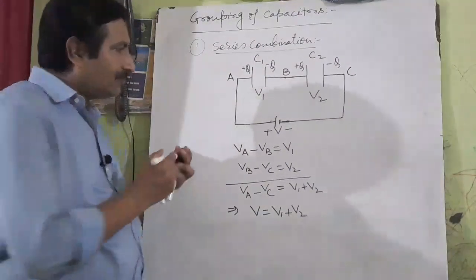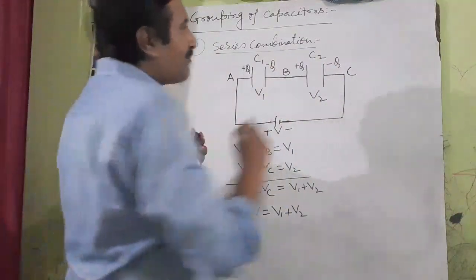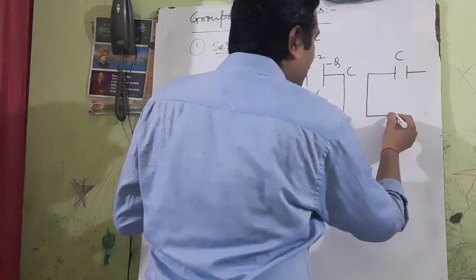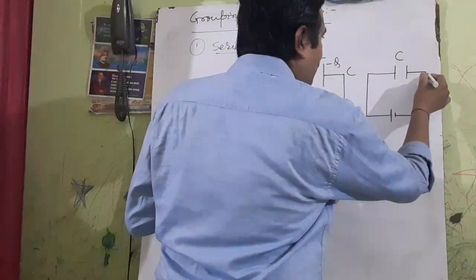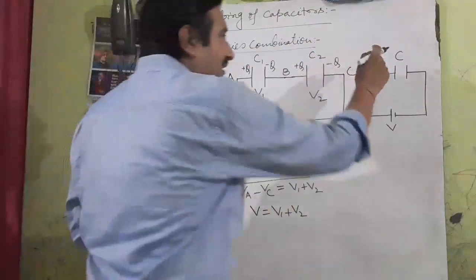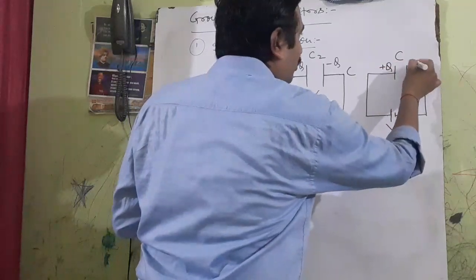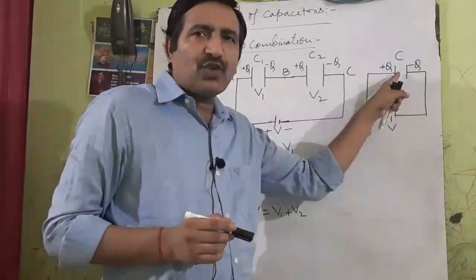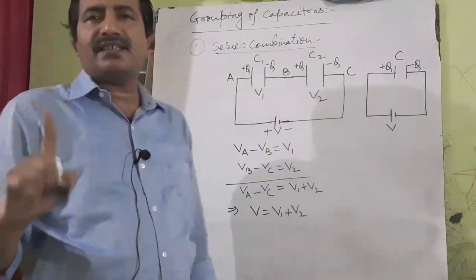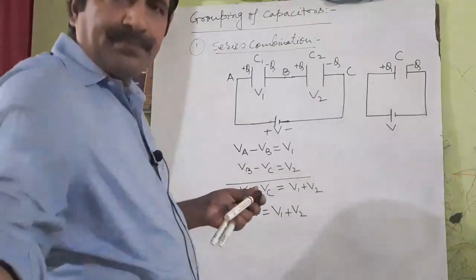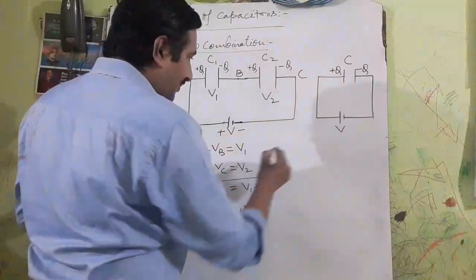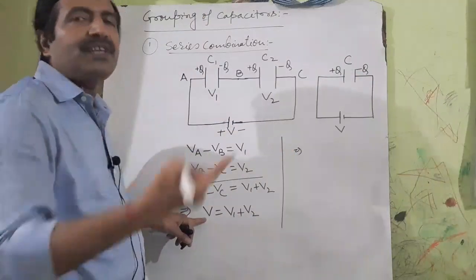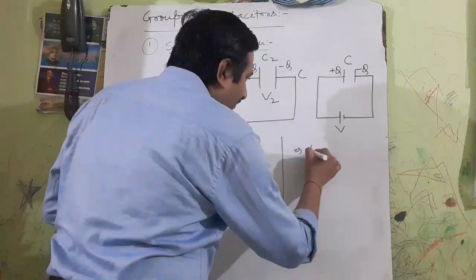Now, if you replace these two capacitors by a single capacitor with capacitance C, connected to the same cell with potential difference V, and the charge on this capacitor C is Q, then this single capacitor is said to be the equivalent capacitor of these two, and this C is called the equivalent capacitance of C1 and C2. Now see, from this diagram, you know Q is equal to CV, so V is equal to Q by C.